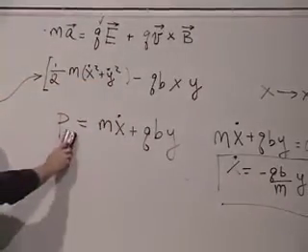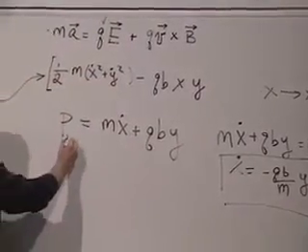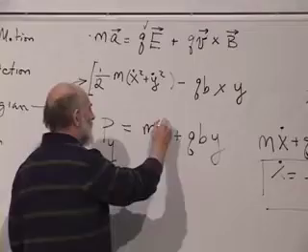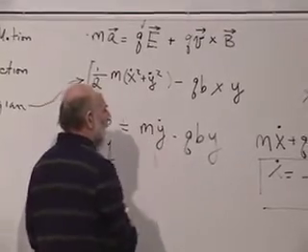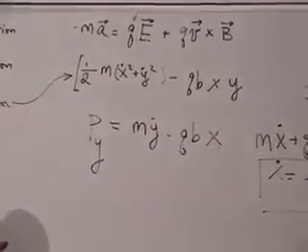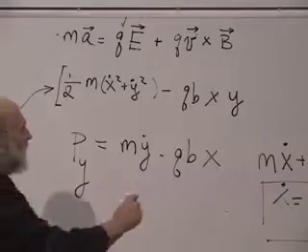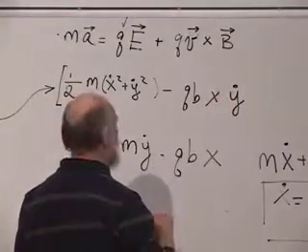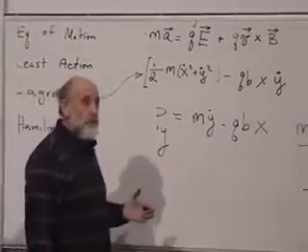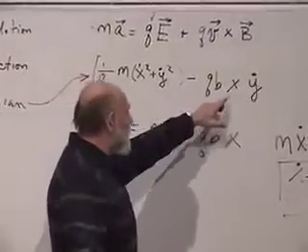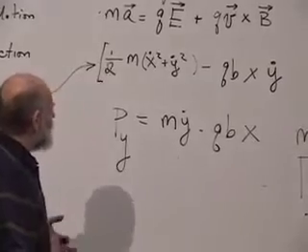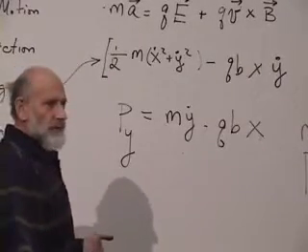The Y component of momentum, which is now the one I'm going to be interested in, Py, is My dot minus QBx. In this gauge, Py is conserved. Why? Because the Lagrangian doesn't depend on y. Lagrangian doesn't depend on y, so Py is conserved.